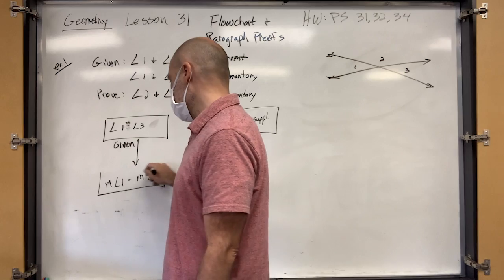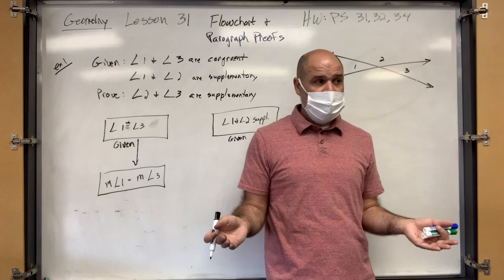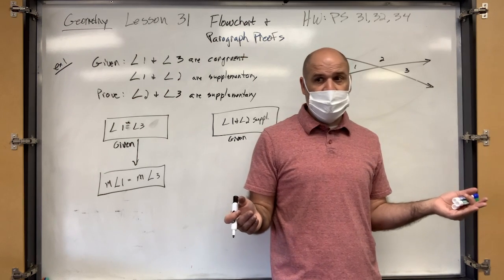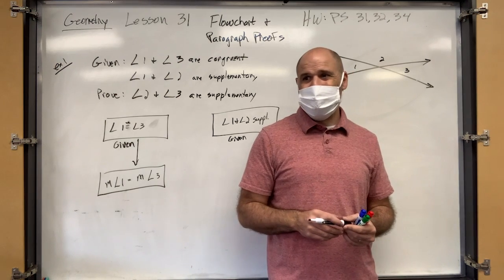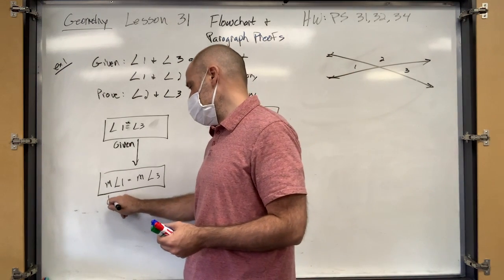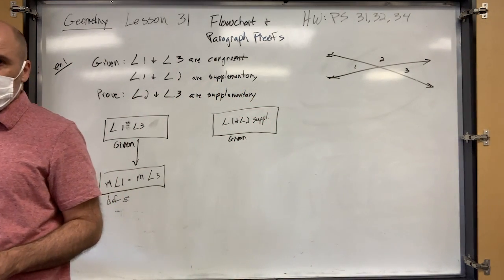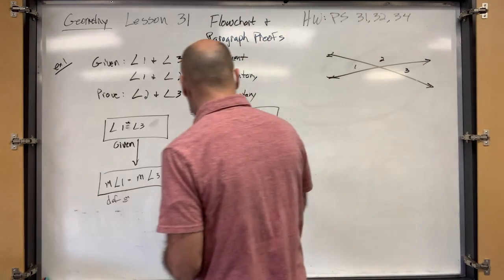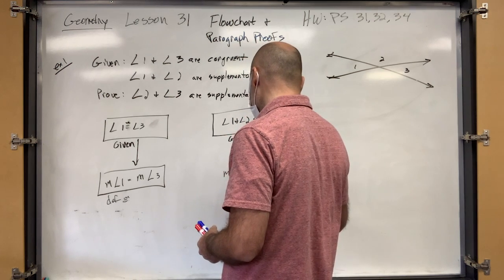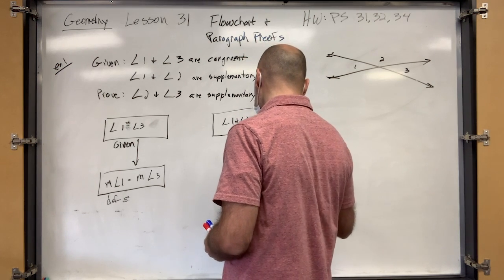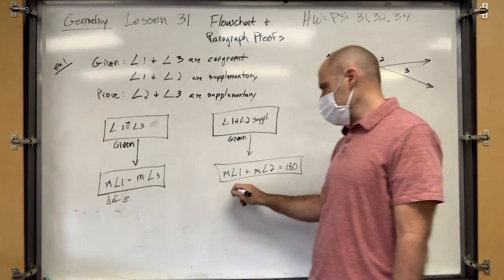Why can we say that? The only thing we know so far is that angle 1 is congruent to angle 3. Then what gives us the right to say measure of angle 1 equals measure of angle 3? Definition of congruence. Yeah, that's what congruent means. So, def congruence. Meanwhile, I could say this. Measure of angle 1 plus measure of angle 2 equals 180. Why can I say that based on the statement above it? Definition of supplementary angles. Yeah, def sup angles.